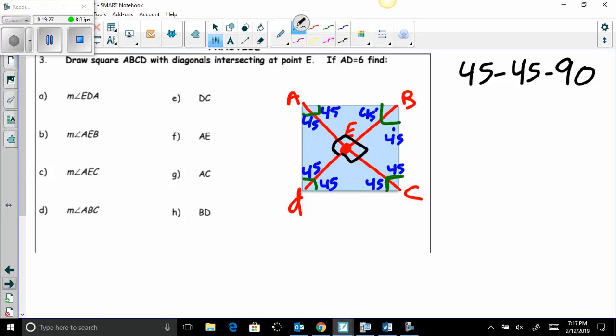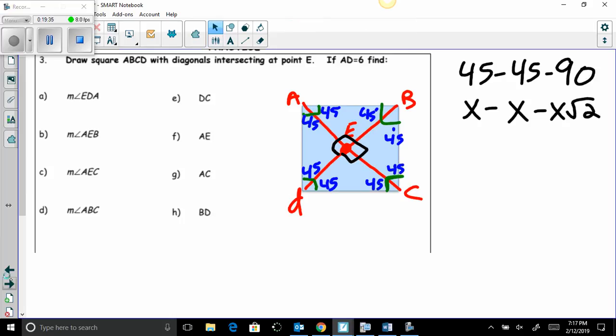So the rule is what? X, the legs are X, and across from the 90 degrees is X radical 2. So we might need to use that. We're using our prior knowledge here.